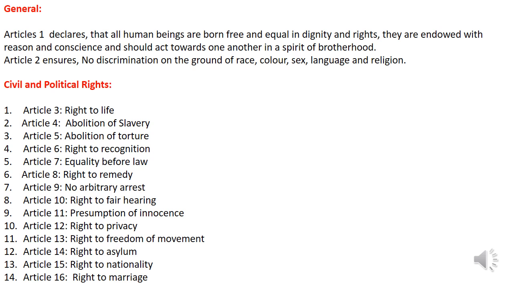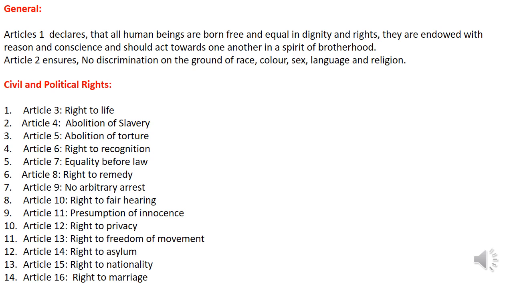Coming to the civil and political rights, we have 20 articles in this, out of which Article 3 is the right to life. Everyone has the right to life, liberty and security of a person. Coming to Article 4, which is the abolition of slavery. No one shall be held in slavery or servitude, and the slave trade and all these forms are prohibited. Article 5 says that there is an abolition of torture. No one shall be subjected to torture, to cruel, inhuman or degrading treatment or punishment.